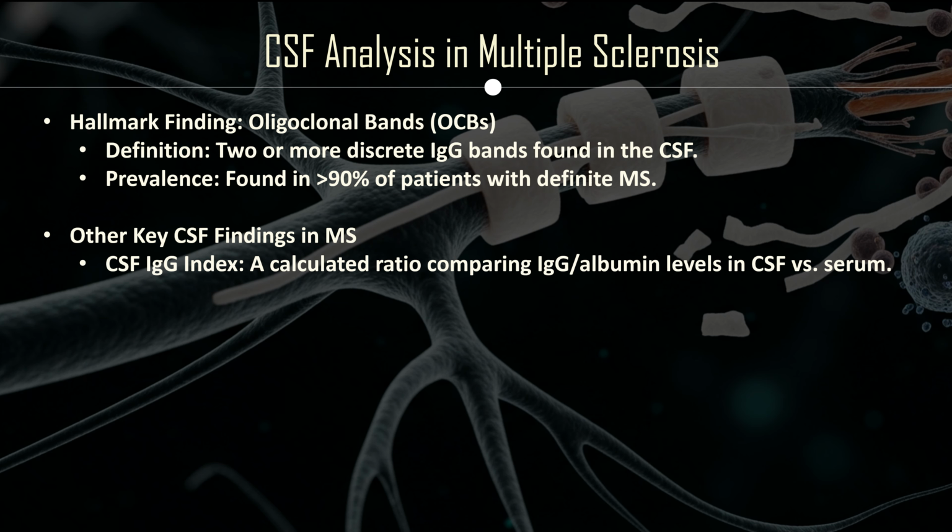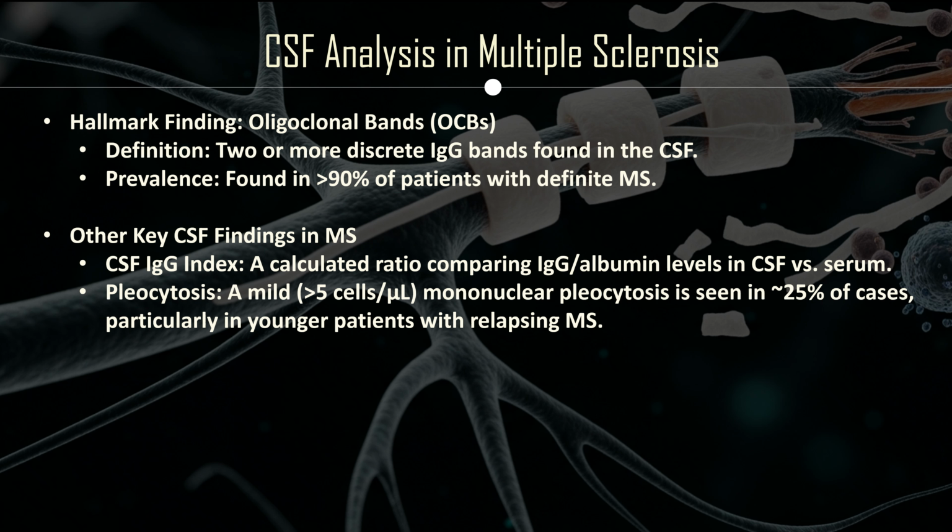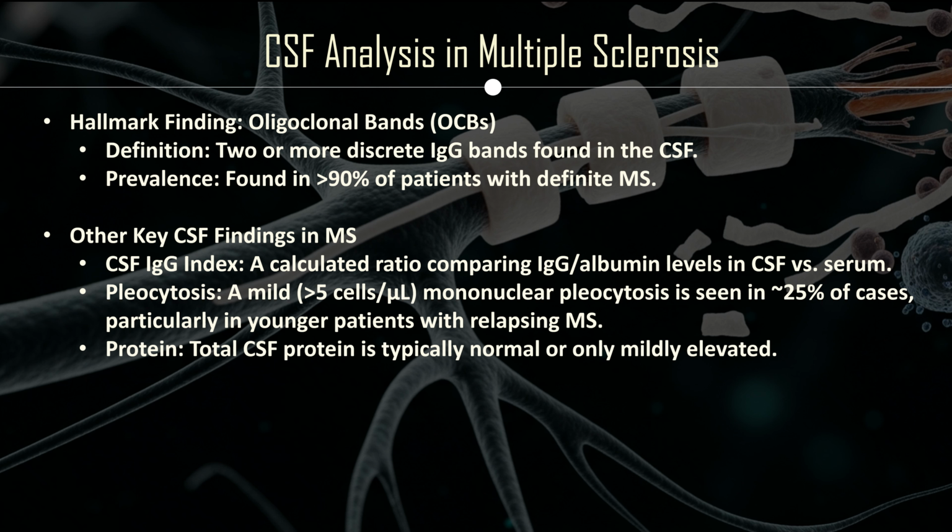Other key CSF findings can include an elevated CSF IgG index. This is a calculated ratio comparing IgG to albumin in the CSF versus serum, another indicator of local antibody production. We might also see a mild mononuclear pleocytosis, meaning an increase in cell count, typically greater than 5 cells per microliter. This occurs in about 25% of cases, often in younger patients with relapsing forms. Generally, total CSF protein is typically normal or only mildly elevated in MS.